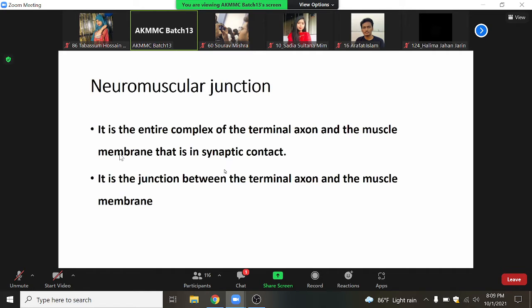Synaptic means that is a junction. Synapse means a junction. So what is synapse? The synapse is a junction between two nerves, or a nerve and a muscle. That is synapse. Okay.